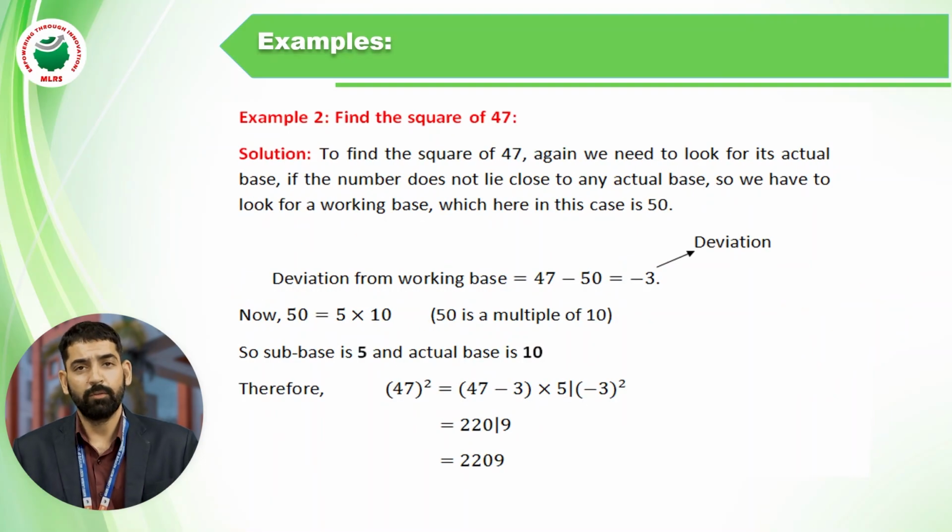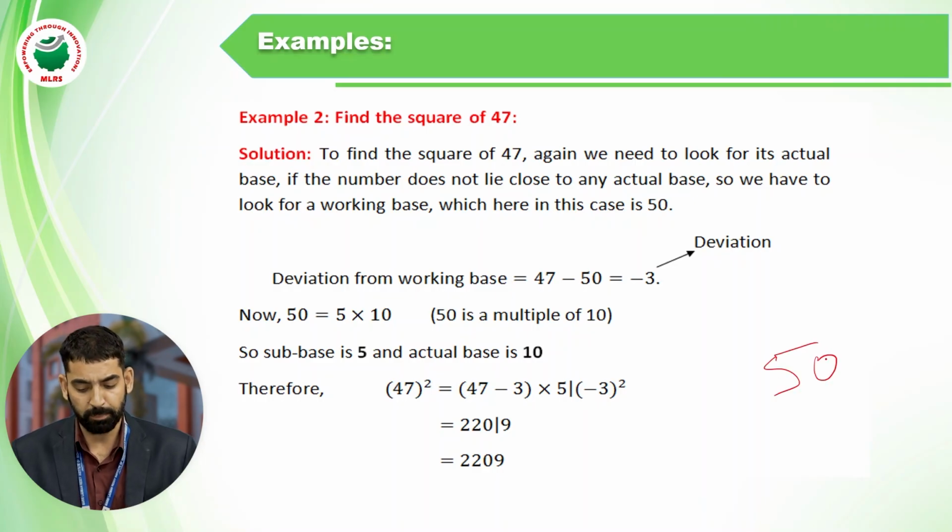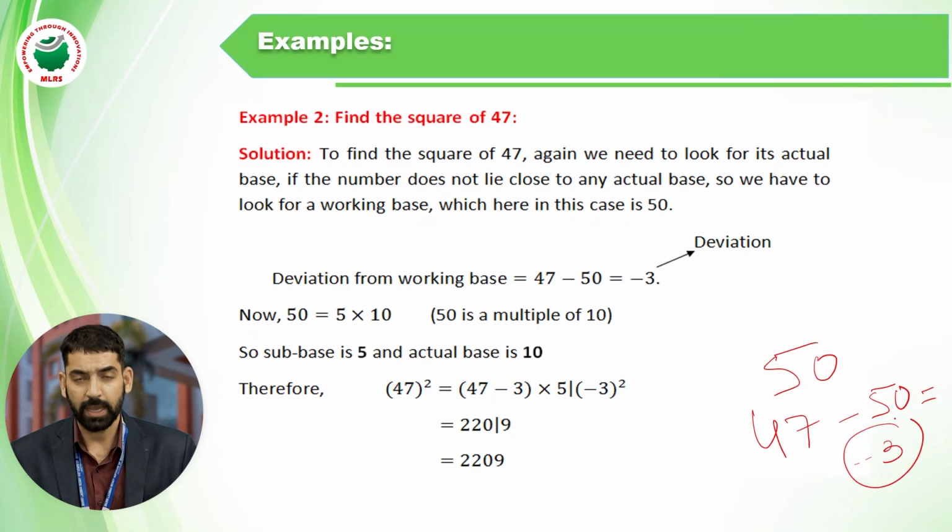If you have to find the square of 47, 47 again lies close to the base 50, which is a working base. So the second step is to set the deviation. 47 lies close to the working base 50, so the deviation in this case is negative, which is -3.